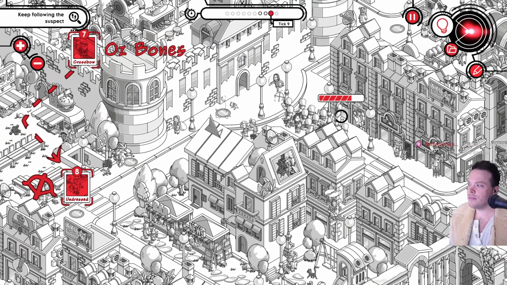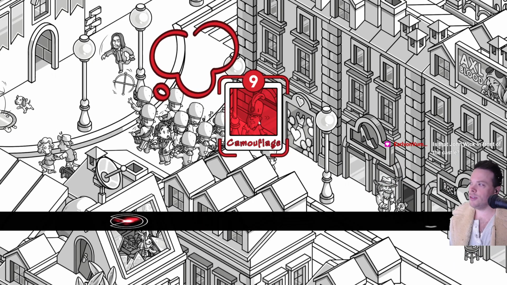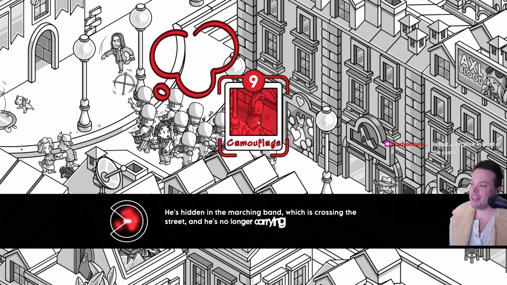Huh. He put on a tall hat. He's hidden in the marching band, which is crossing the street. He's no longer carrying a crossbow.